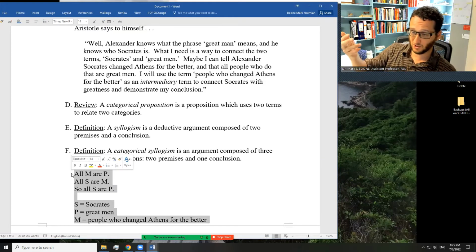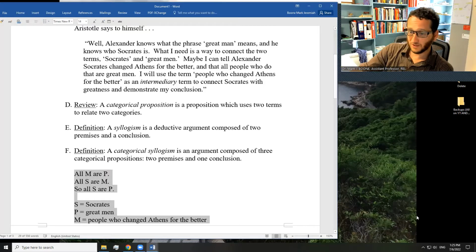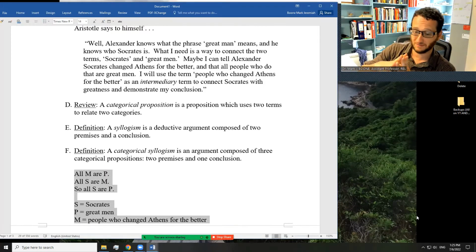Once again, schemes of abbreviation look like this. You use capital letters to symbolize the terms of a proposition, or if we were in statement logic, you would use capital letters to symbolize the atomic statements of an argument. Now we're just using capital letters to symbolize the terms in a proposition. And you use the same letter for a term when it appears in one statement of the argument as you do when it appears in another. People who changed Athens for the better occurs in both premises, and you use the same letter for each occurrence.